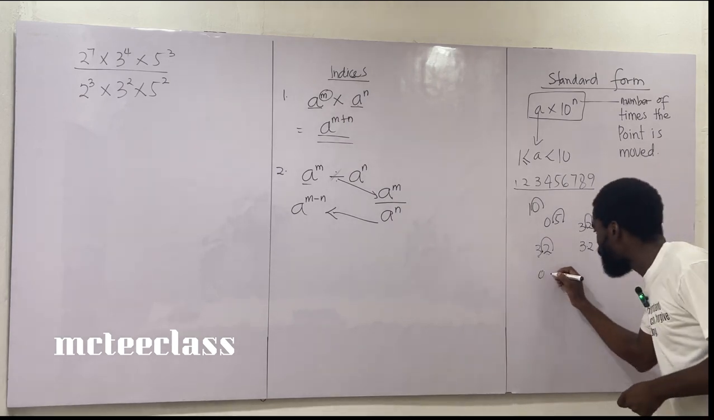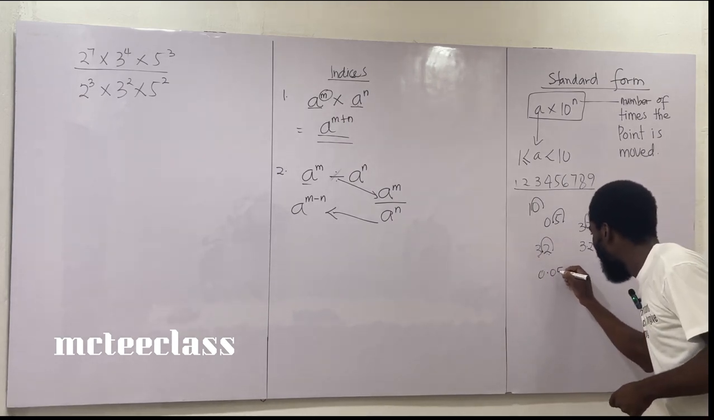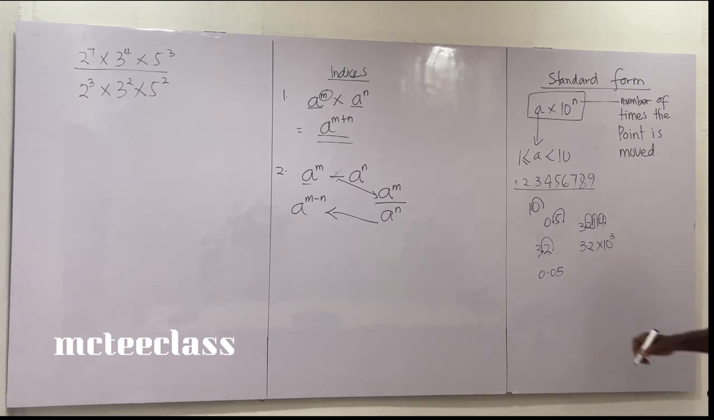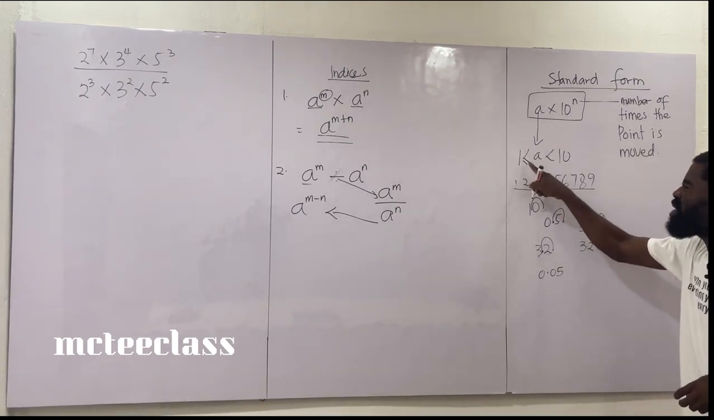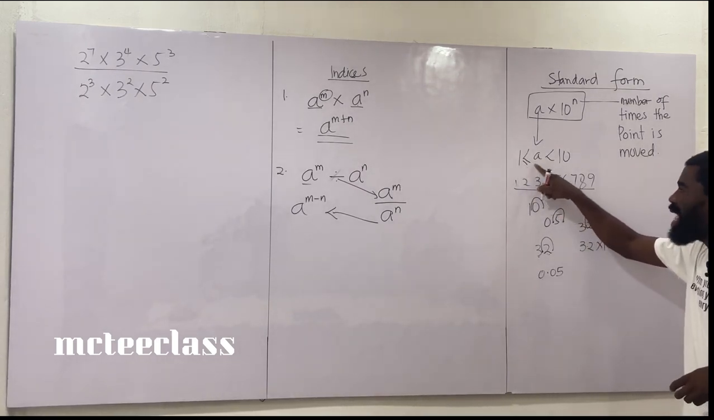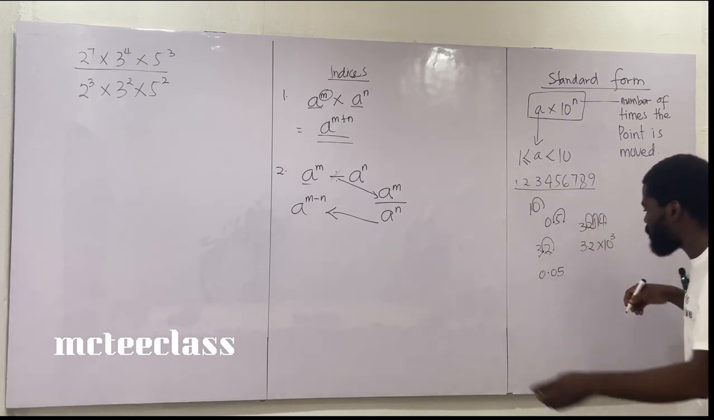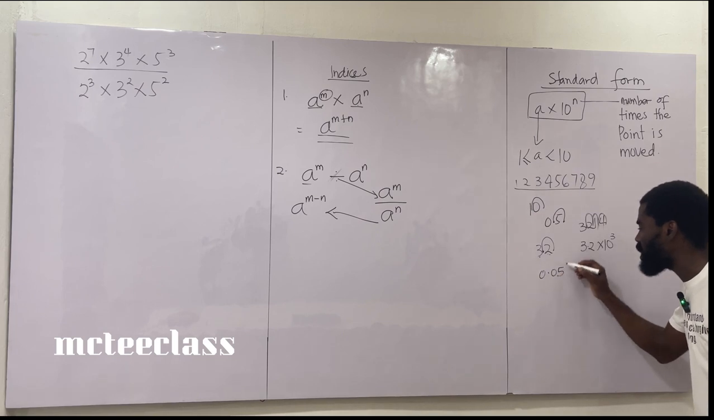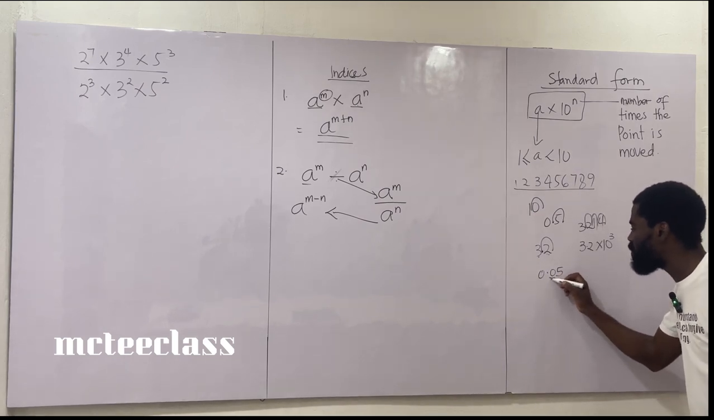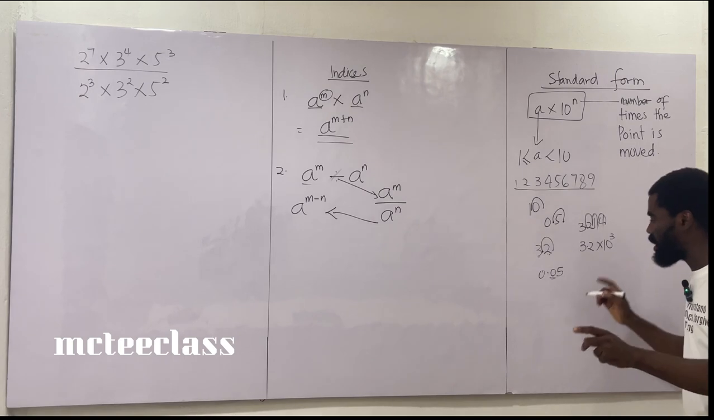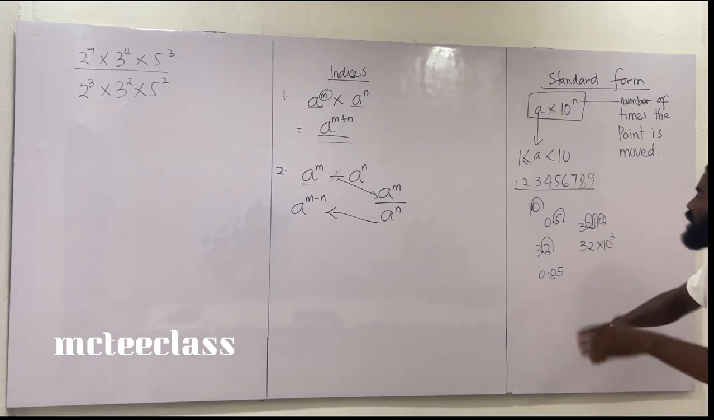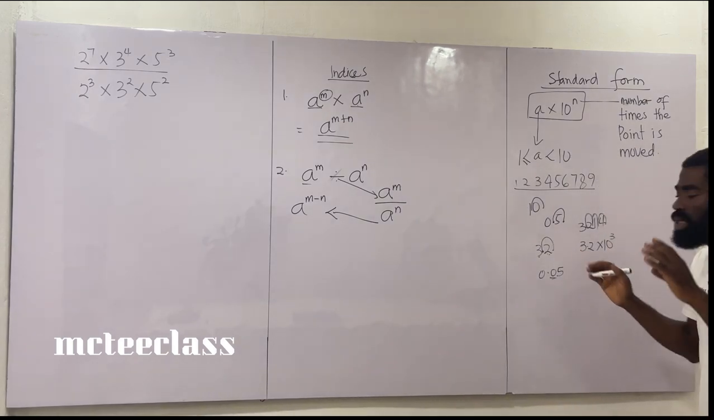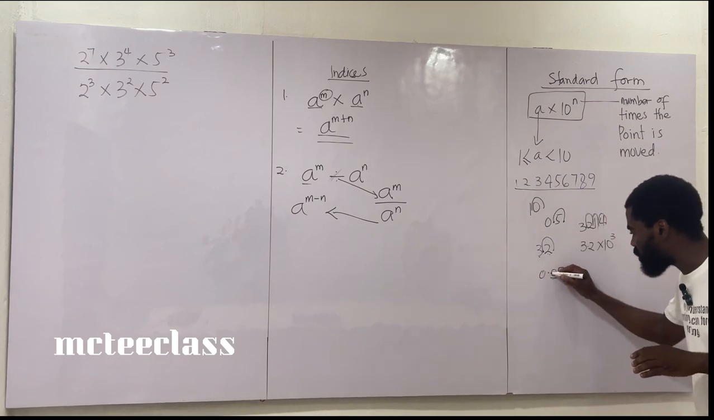If I have 0.05 and I want to write it in standard form, this is also not a standard form because it is out of the range given, since A must be greater than or equal to 1. So we count so that our point will be between the first two significant figures. 0 in front of a number is insignificant. 0 is only significant when it's after a number or in between numbers.